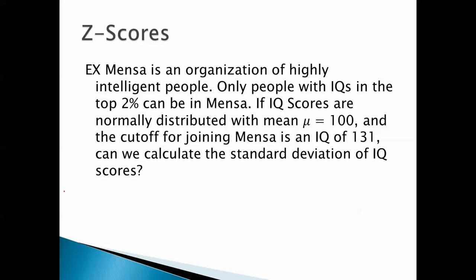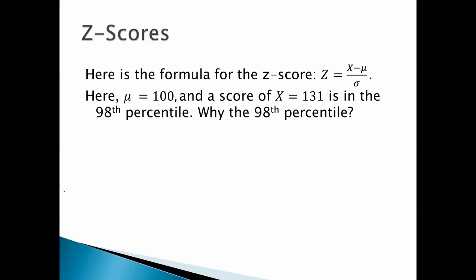Mensa is an organization of highly intelligent people. Only people with IQs in the top 2% can be in Mensa. If IQ scores are normally distributed with mean mu equals 100, and the cutoff for joining Mensa is an IQ of 131, can we calculate the standard deviation of IQ scores?